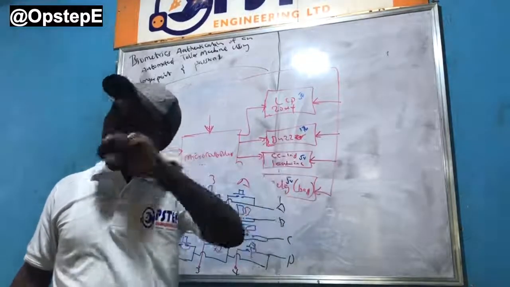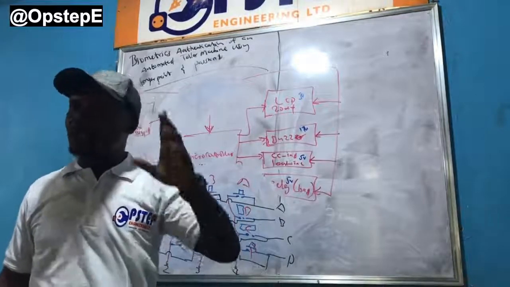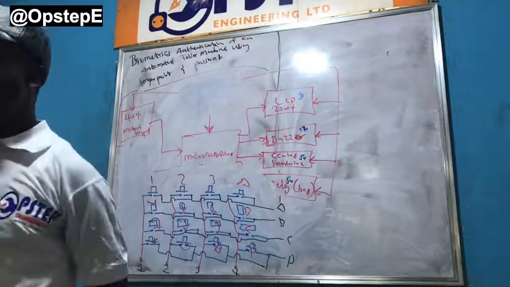If it's attached to any other port other than port B, then you're going to find what? The pull-up resistor there.